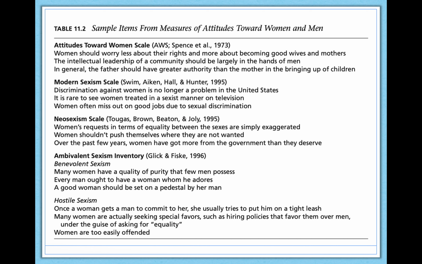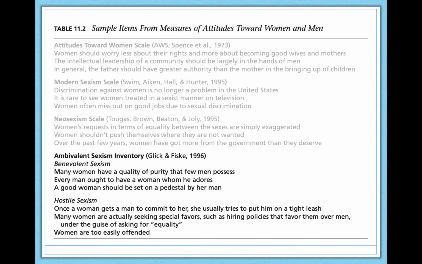In this table, you're looking at several scales that measure sexism in different ways, including modern sexism, which we just discussed, as well as a couple scales that we haven't and won't discuss. But let's focus specifically on the Ambivalent Sexism Inventory. For benevolent sexism, we have, for example, "Every man ought to have a woman who he adores," and "A good woman should be set on a pedestal by her man," right? These sound very positive, very nice, very chivalrous and romanticizing statements, right? We'll get back to that in just a minute because it's still sexism, right?